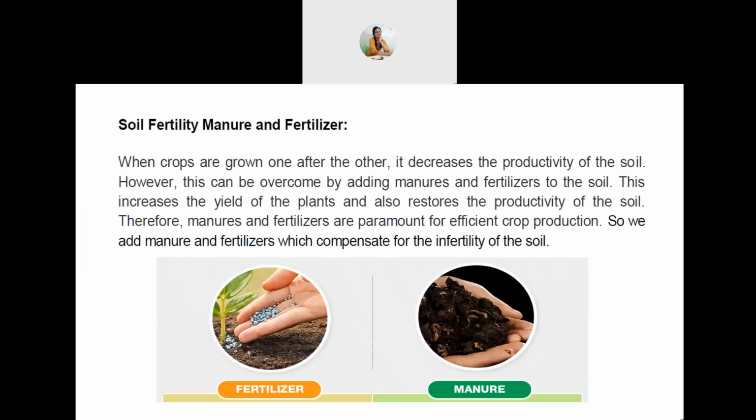When crops are grown one after the other, it decreases the productivity of the soil. However, this can be overcome by adding manures and fertilizers to the soil. This increases the yield of the plants and also restores the productivity of the soil. Therefore, manures and fertilizers are paramount for efficient crop production. So we add manure and fertilizers which compensate for the infertility of the soil. Here you can see a picture of fertilizer and manure.